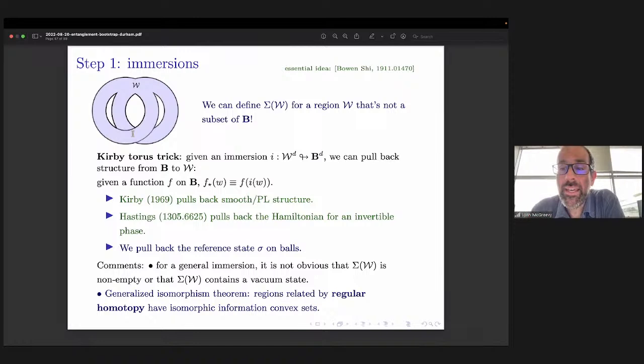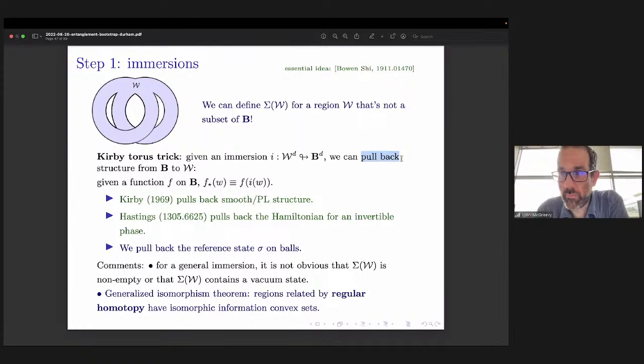Immersion is a concept from differential topology. It's a map from some abstract space W into some other space, which in this case is the ball, with the property that the tangent space at each point is non-degenerate. So the image of this thing, locally it's a manifold, but globally, it can be a multiple cover. So this is where the Kirby torus trick comes in. Kirby's idea is that given an immersion of some open manifold W into the ball of the same dimension, we can pull back structure from the ball to the manifold W.